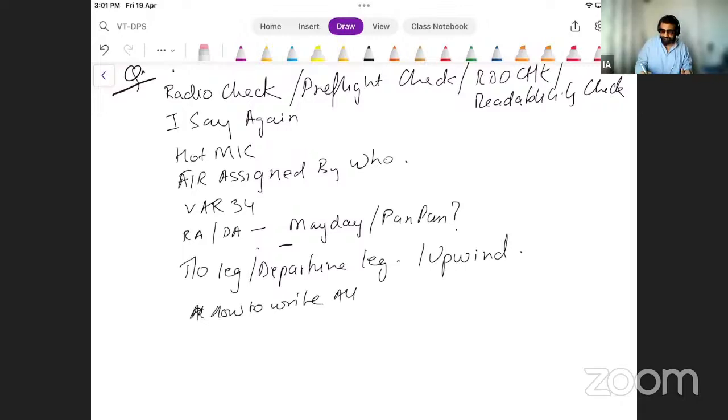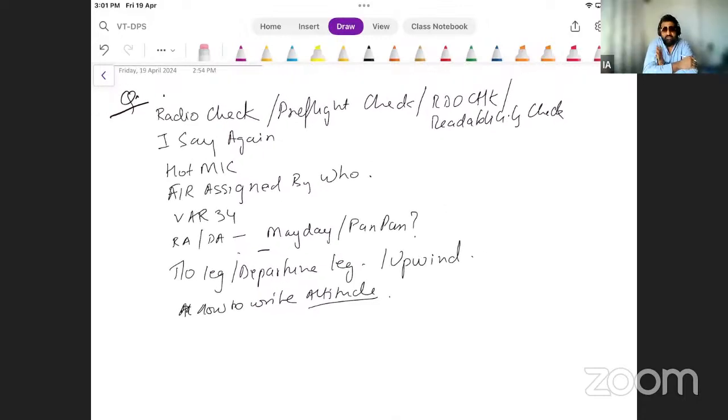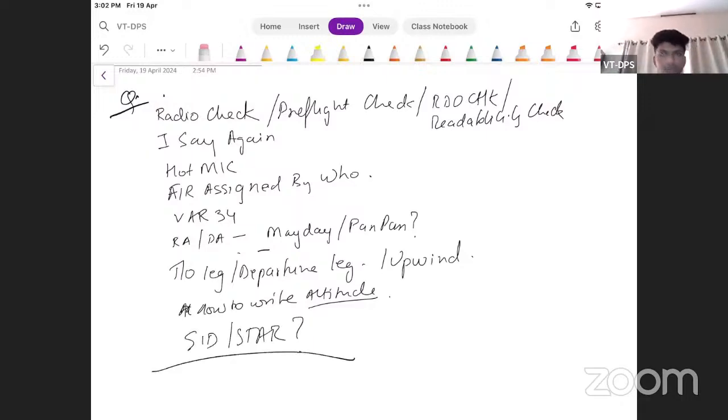What else? Yeah, that's pretty much it, sir. Check if you have any more questions. Yes, sir, this one question. How to determine SID and STAR? Is the initial approach fix known as a holding point, and the initial approach course is basically traveling from that holding point and continuing to the intermediate approach fix, and then holding over there and then going to the final approach fix and course?